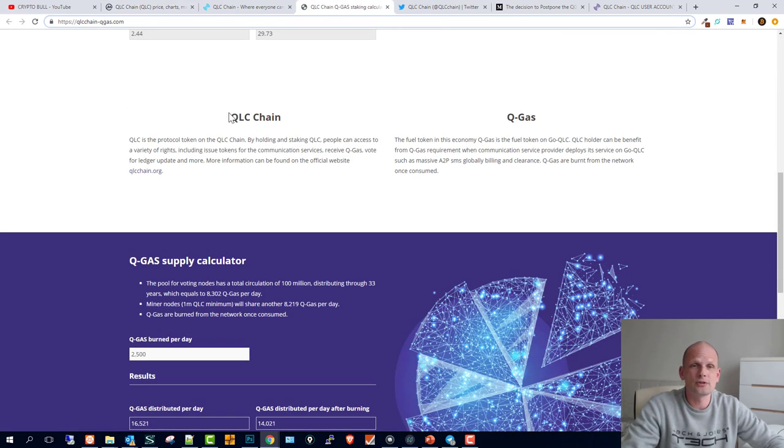And if you scroll down on QLC chain, guys, QLC is the protocol token on the QLC chain. By holding and staking QLC, people can access a variety of rights, including issuing tokens for the communication service, receiving QGAS, voting for ledger updates, and more. More information can be found on the official website, qlcchain.org. And here is QGAS and QGAS.